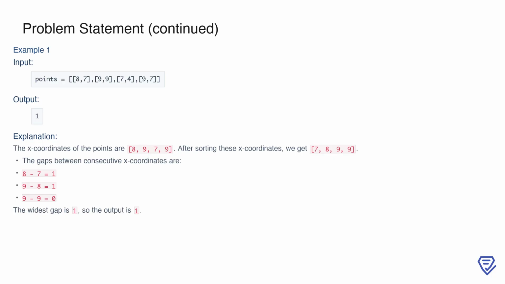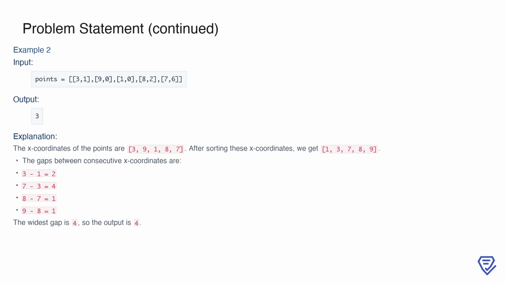Suppose the input array of points is [8,7], [9,9], [7,4], [9,7]. The x-coordinates of these points are 8, 9, 7, 9. By sorting these x-coordinates, we get 7, 8, 9, 9. Now, we calculate the gaps between consecutive x-coordinates: 8 - 7 equals 1, 9 - 8 equals 1, and 9 - 9 equals 0. The widest gap here is 1, which means the width of the widest vertical area is 1. So, the output for this example is 1.